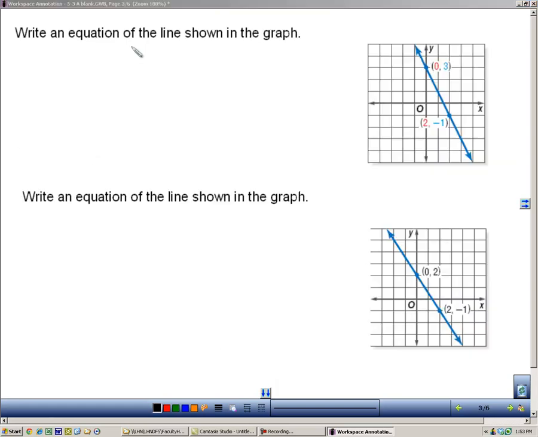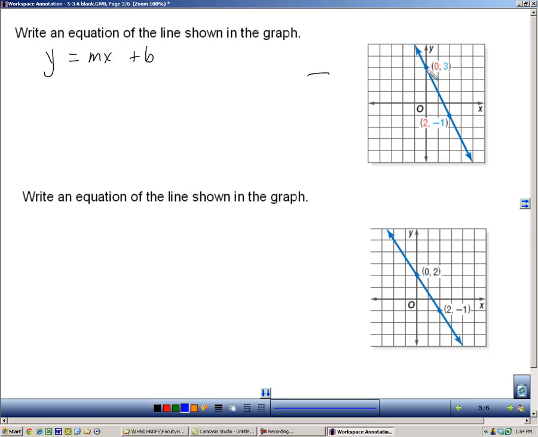Here we have to write equations of these lines, and specifically I want you to write the equations in slope-intercept form. Y equals mx plus b. Well, if you're going to write an equation in slope-intercept form, you need a slope and you need an intercept. So you need both of those things. Well, if you come over to this line, you can find slope in one of two ways. Because we have a picture, we can use rise over run. So I'm going to use that one first.